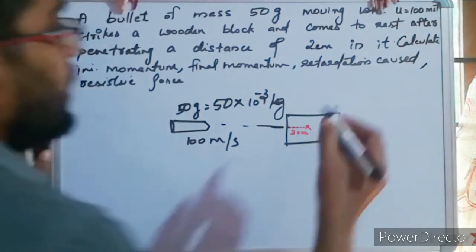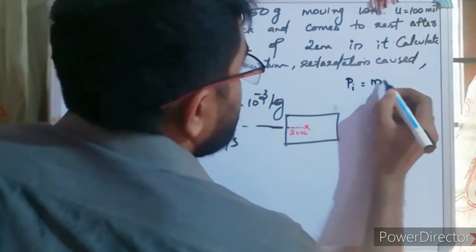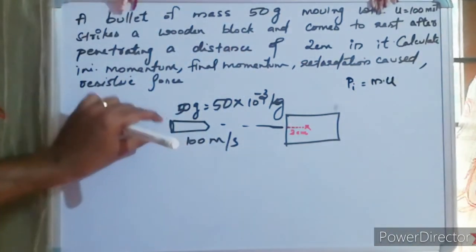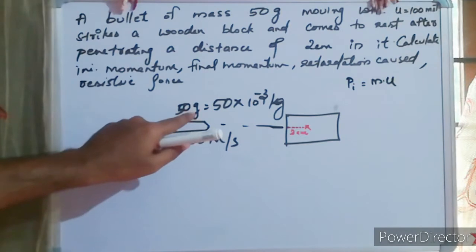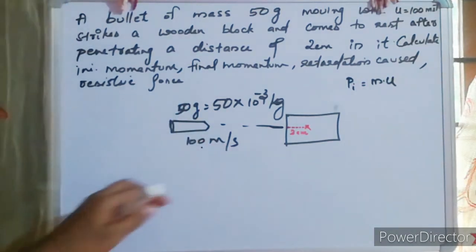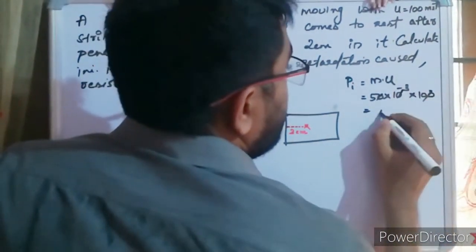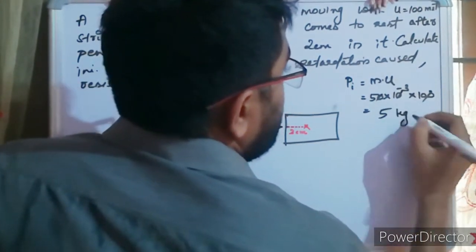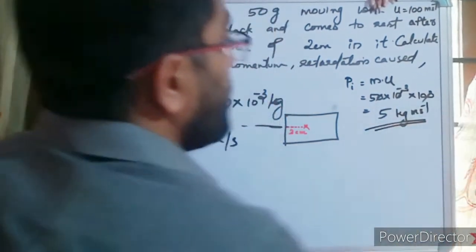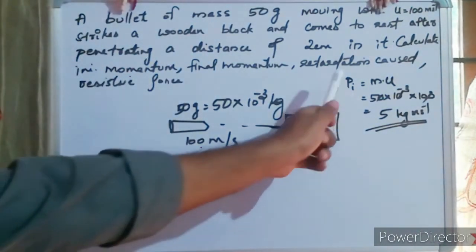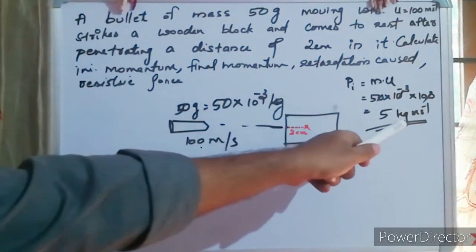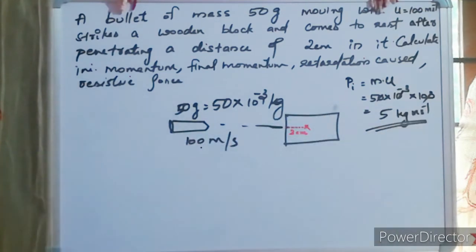Initial momentum, I am taking it as Pi, which is equal to m into u. Initially the bullet of mass 50 gram was moving with a speed of 100 meter per second. So 50 into 10 to the power minus 3 kilogram into 100. We will get 5 kilogram meter second raised to minus 1. So your initial momentum will be equal to 5 kilogram meter second raised to minus 1.